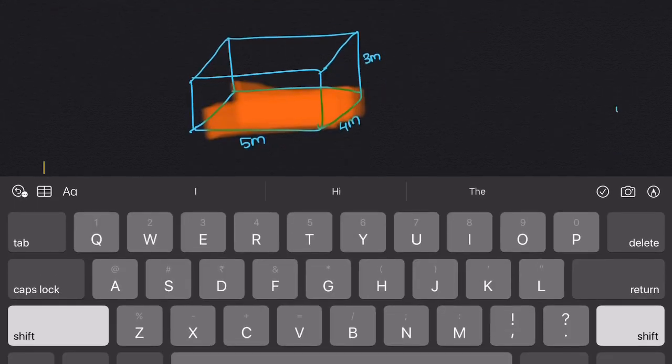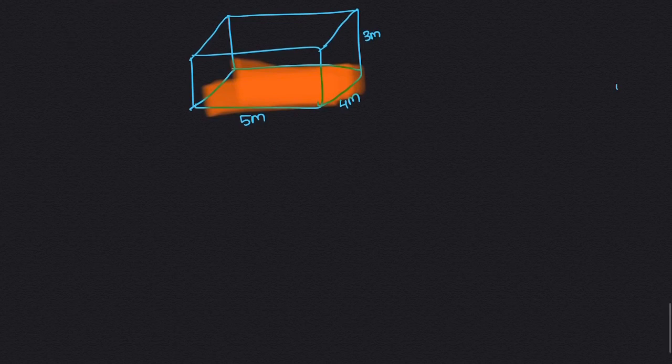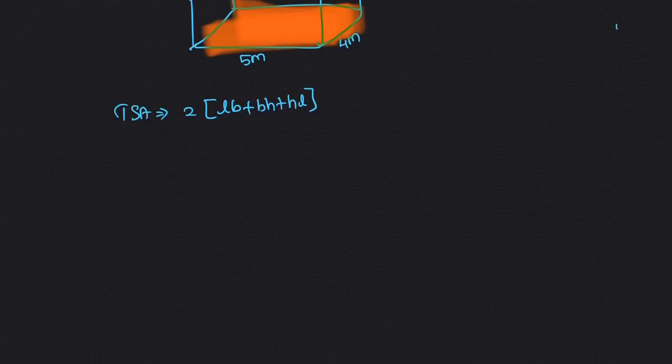So the formula: total surface area is 2 times (LB plus BH plus HL). But we need to find only the surrounding and the top, so we need to reduce the floor. Our requirement, the total painting area, is equal to the total surface area of the room minus the area of the floor.